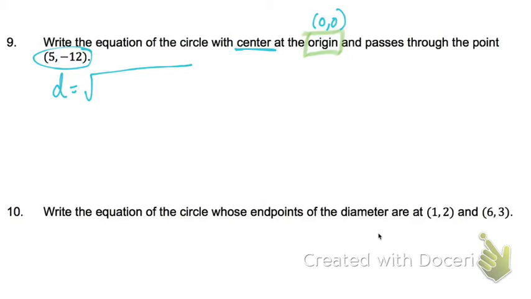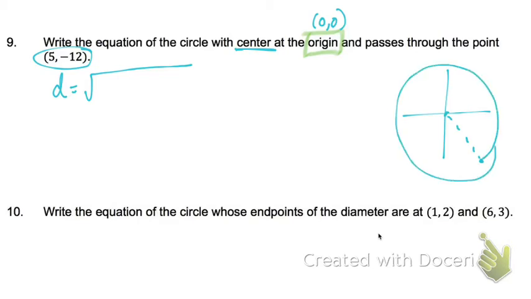If you need to draw a picture, 5, -12 will be somewhere down here. I want to find this distance. It's a beautiful circle. So that's going to be my radius, so I don't need to cut this one in half. Okay, so distance from 0 to 5 is just 5 squared, plus the distance from 0 to 12 is 12 squared.